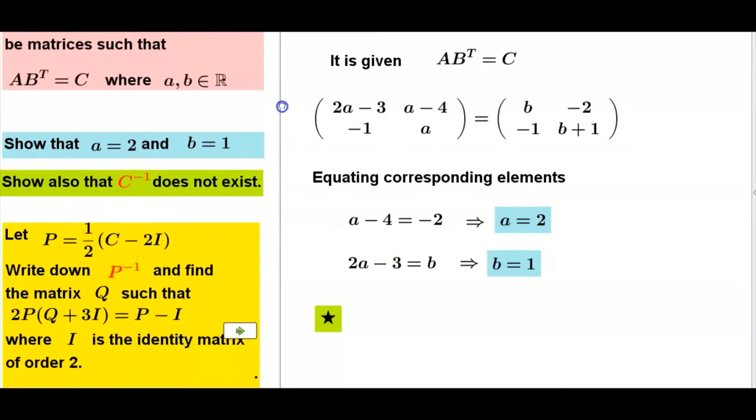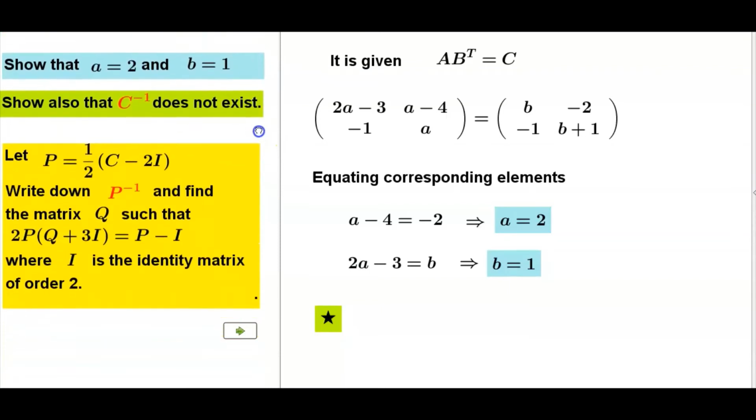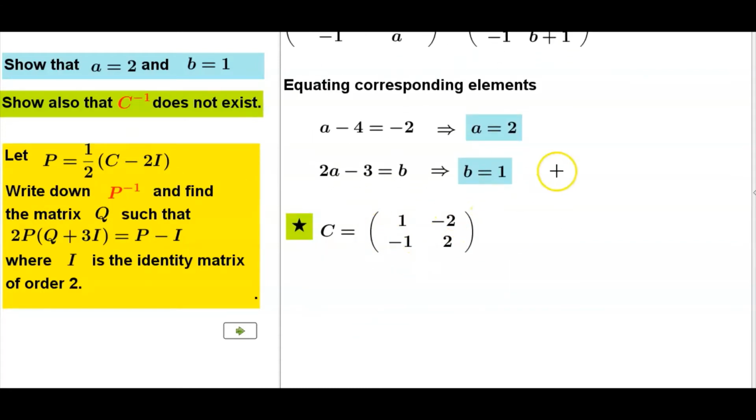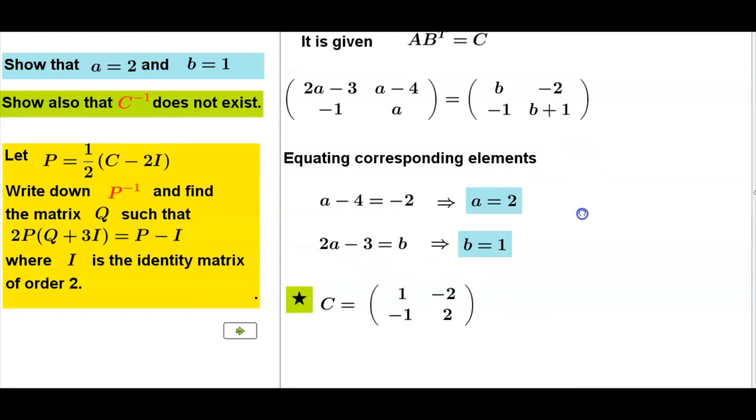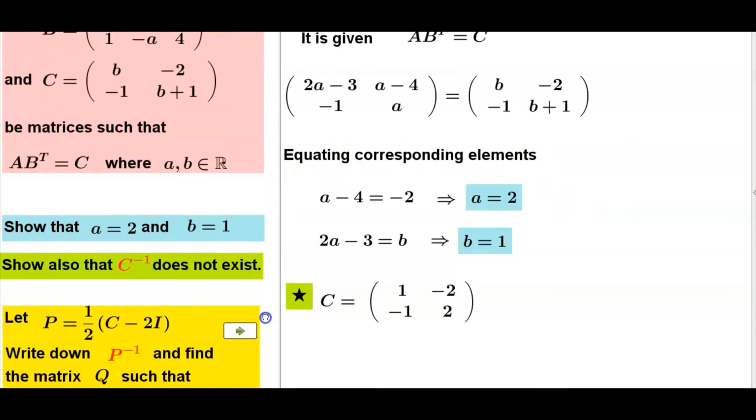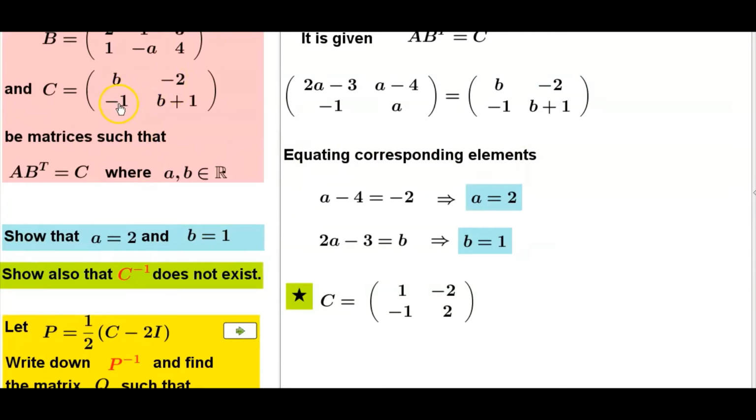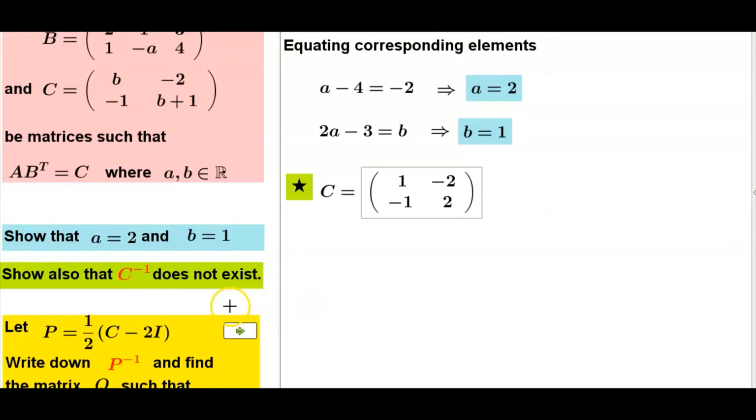In this part, this is the matrix C. It is given that matrix C is B minus 2, minus 1, B plus 1, but we already know B is equal to 1. Therefore, this is 1 minus 2, minus 1, 1 plus 1 which is 2. Therefore, this is the matrix C. We must show that C inverse does not exist.